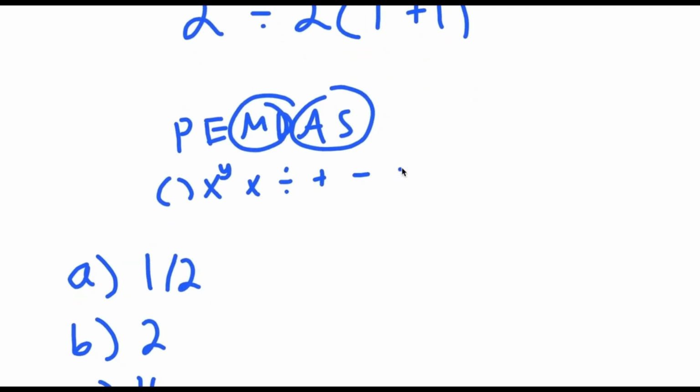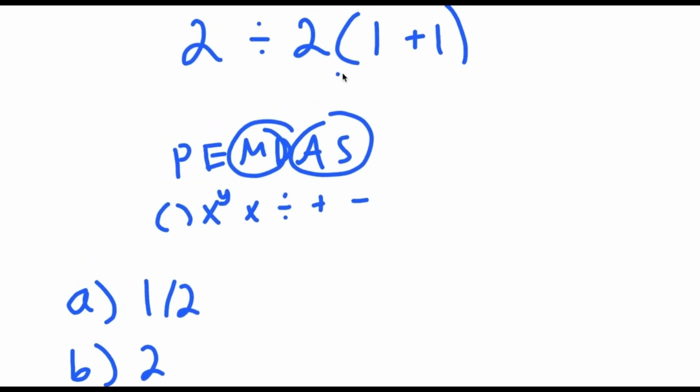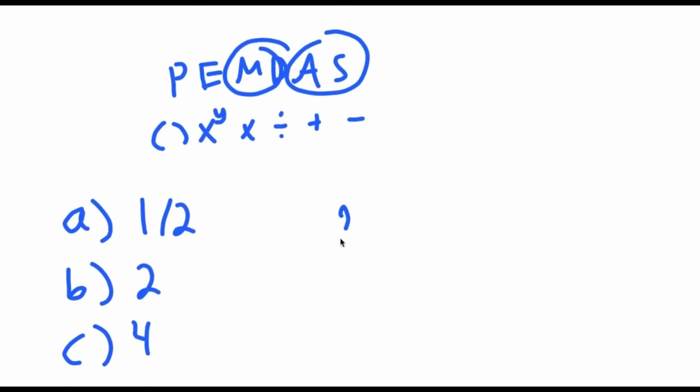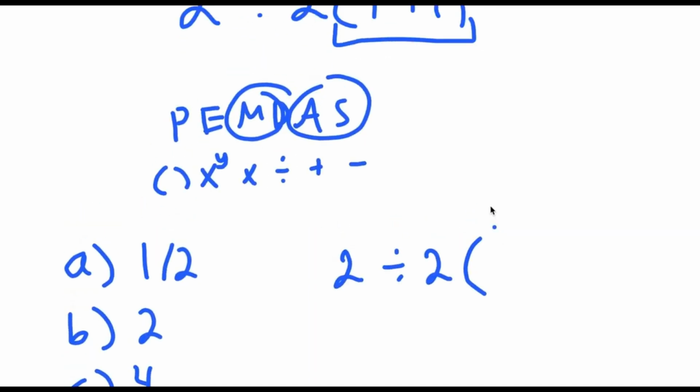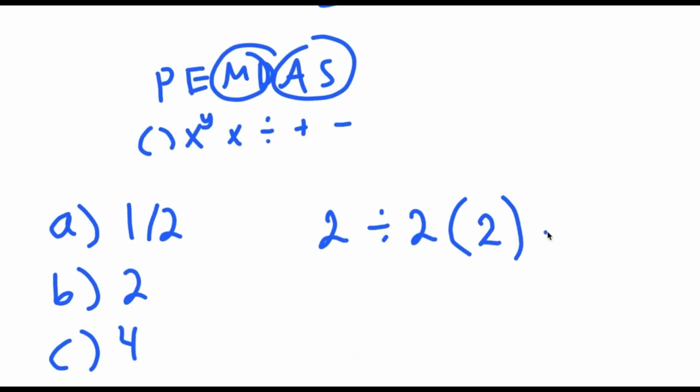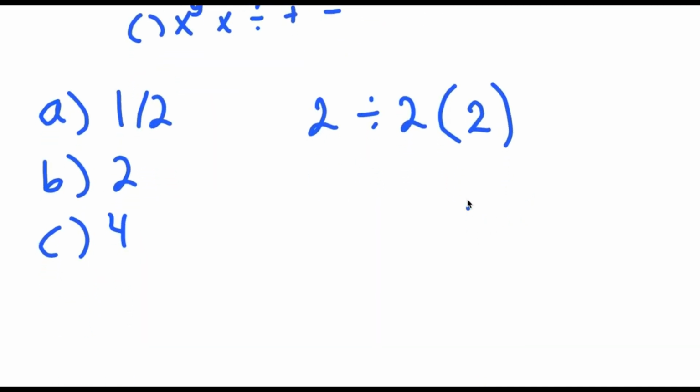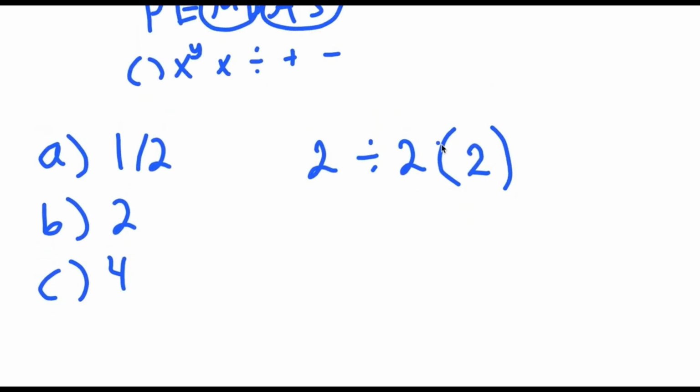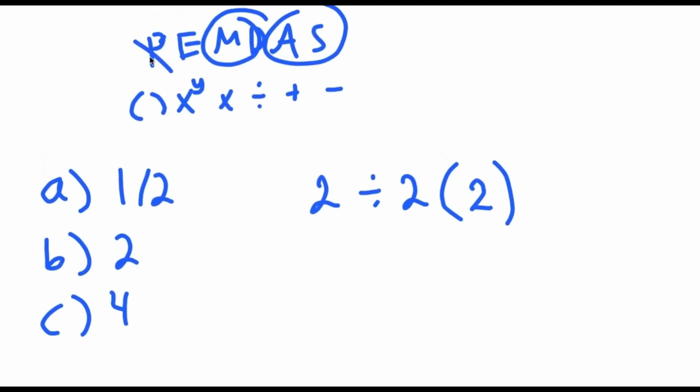But now for the explanation, I first start with parentheses. And as you can see, I have parentheses over here. So I do 1 plus 1, which is 2. Now that I have no more parentheses, I go to the next one, which is exponents, and there's no exponents over here.